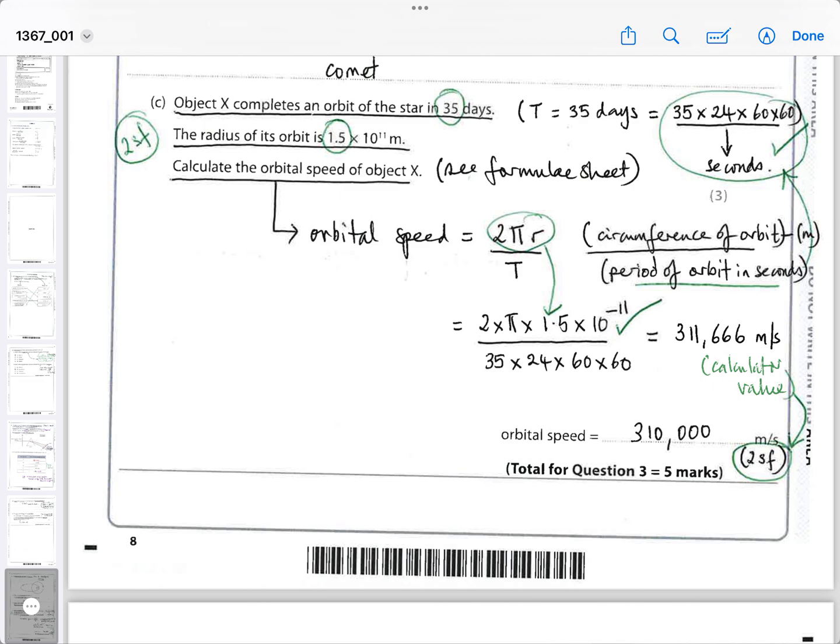So you've got to put the numbers in, do the maths, and divide by the time in seconds, and you'll get 311,666 meters per second or thereabouts. That's the calculator value, but that will give you 6 significant figures. But remember, the only information they're giving you is accurate to 2 significant figures, so you need to round it to 310,000 meters per second to be correct in terms of how accurately you know the speed. Okay? So this equation, 2 pi r over period, orbital speed, is given in the formula sheet if you look back at the earlier part of the video.